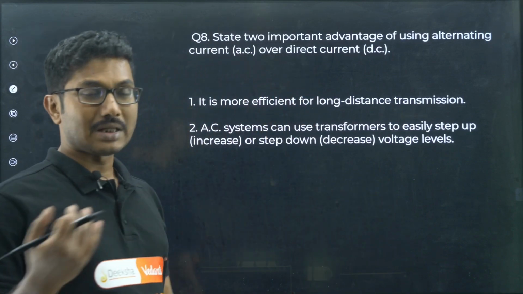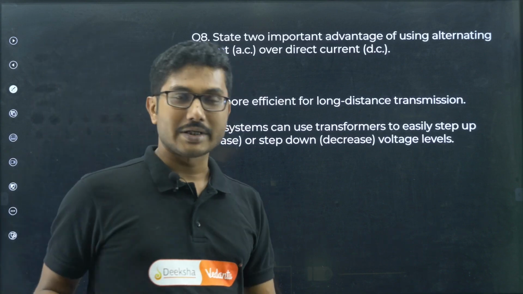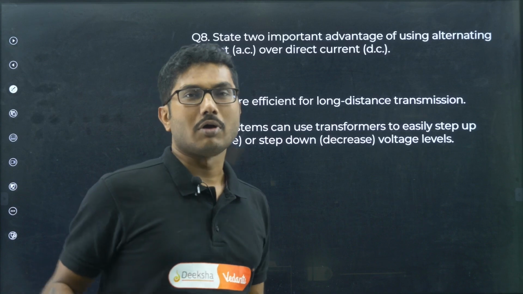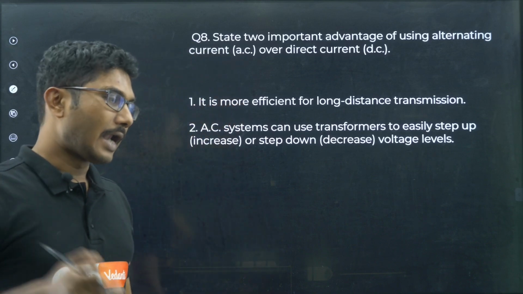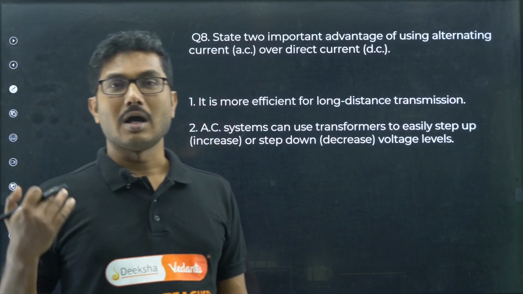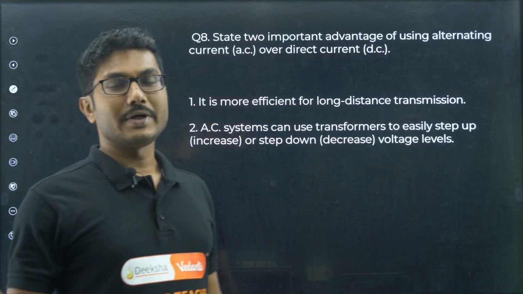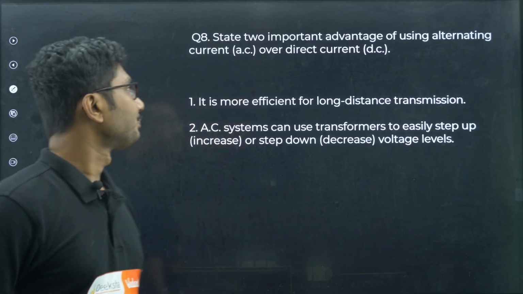I have also given you some examples. In yesterday's class also I said that AC devices are more common. Almost all devices work on AC, and it is easy to convert AC to DC. Okay, whereas it is difficult to convert from DC to AC.